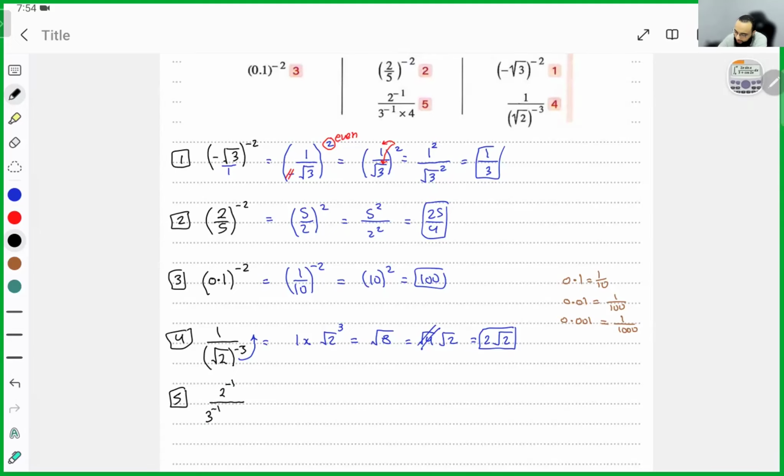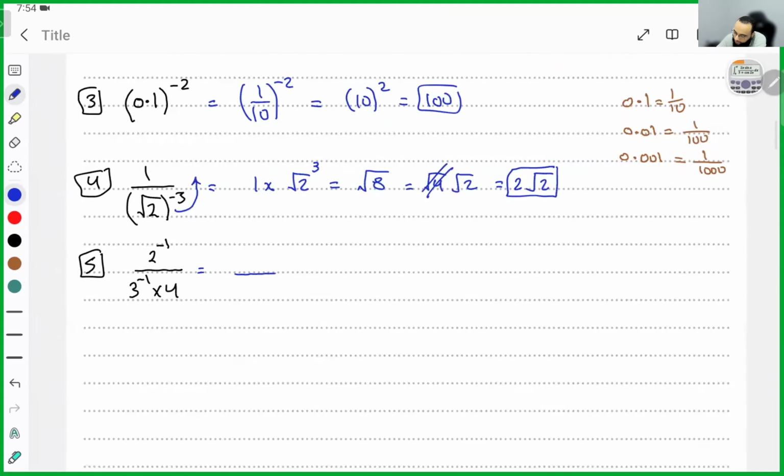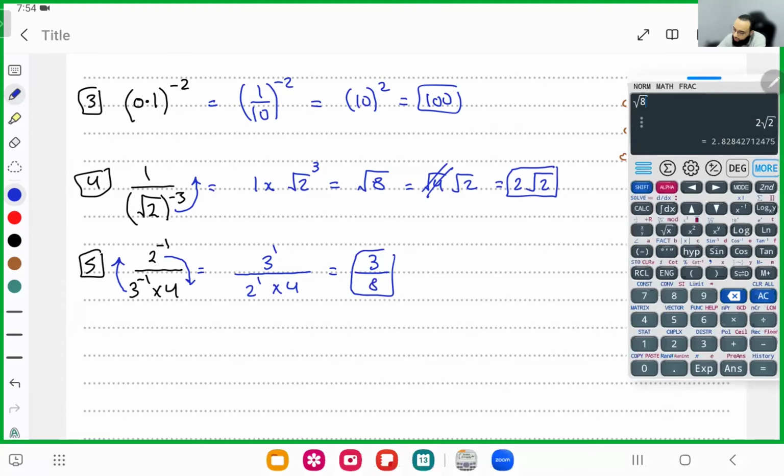Solve with me this also. Right now, write the same fraction. And the 4, I'll let it as itself. What about the 2? Get it down. What about the 3? Put it up. So I write 3 to the power of 1 up and 2 to the power of 1 down without the negative. You understood what I did? Then it's 3 over 8. Let's check the calculator. It's a fraction. 2 power of negative 1, go down. 3 power of negative 1, and beside it times 4. Is it the same? Yes, we are correct.